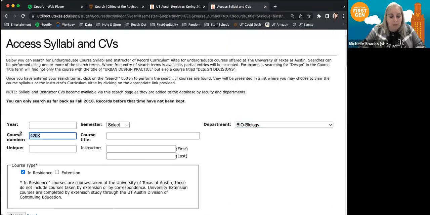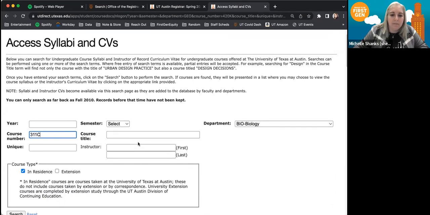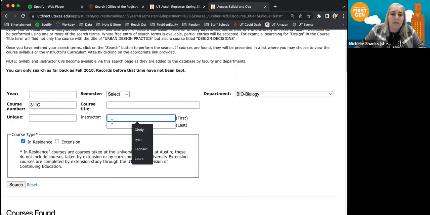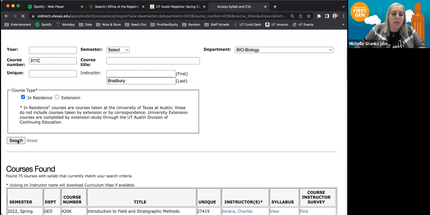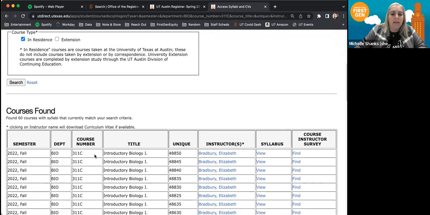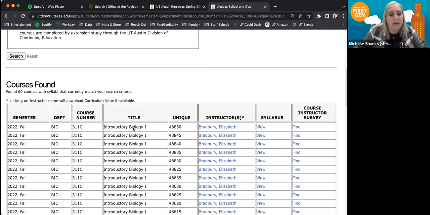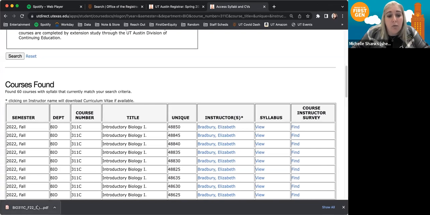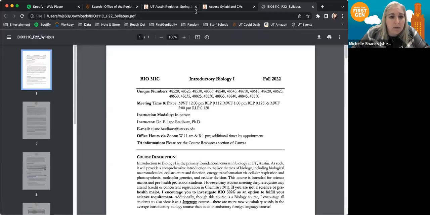So say that I'm doing Bio 311C again, and I want to look at the difference between Hansen and Bradbury. I'm going to search last name, Bradbury. Okay, and we are going to search. Okay, course is found. So I can see Elizabeth Bradbury's syllabus for fall of 2022. It's going to download the syllabi for me, and I can actually pull it open and look at it. I pulled it up in my browser.